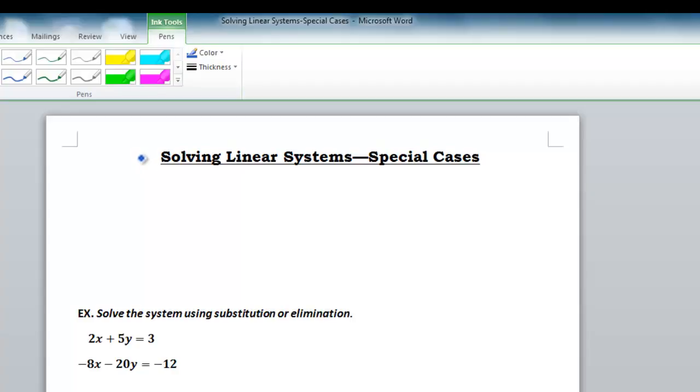Now that you know how to solve a system of linear equations, let's take a look at the two special cases that arise when solving systems of equations. Remember, each equation in your system represents a line.